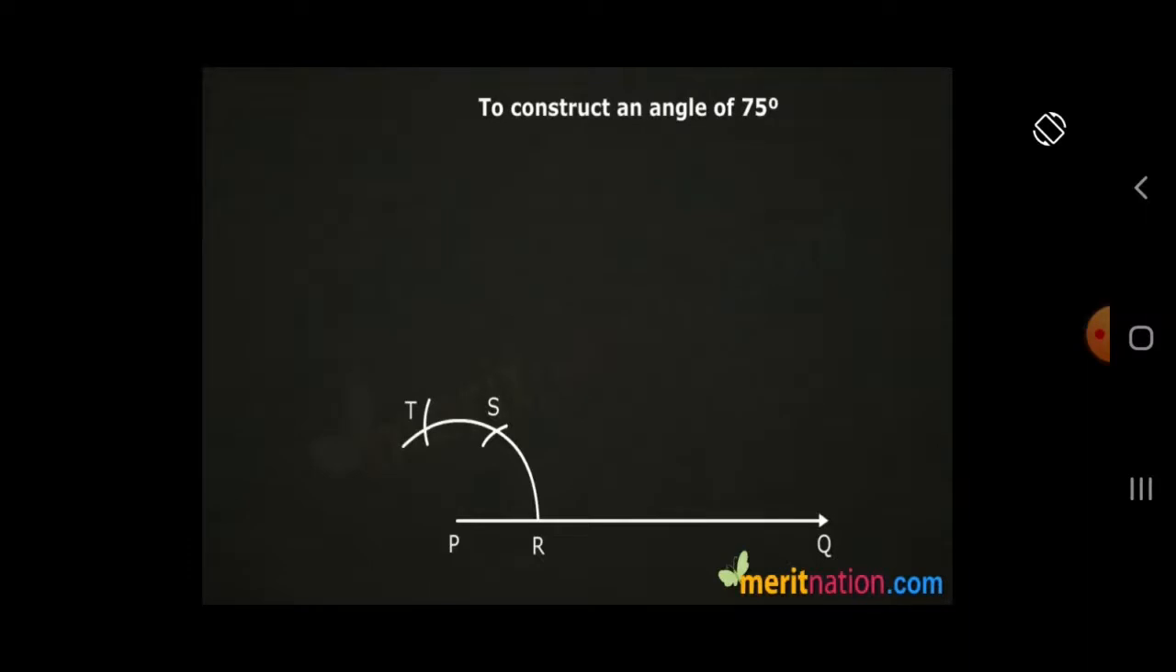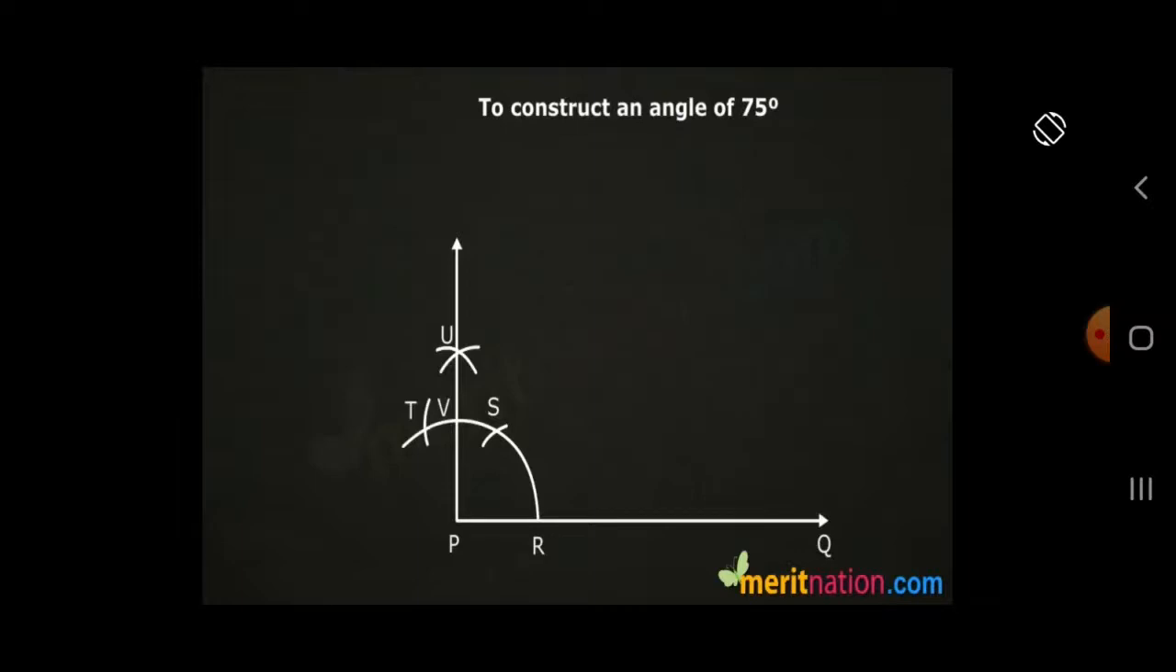Now, what you need to do is take S and T as centers one by one and draw arcs of the same radius to intersect each other at a point, let's call it U. Now join PU. Let's say it intersects the arc at V. We are not yet over.